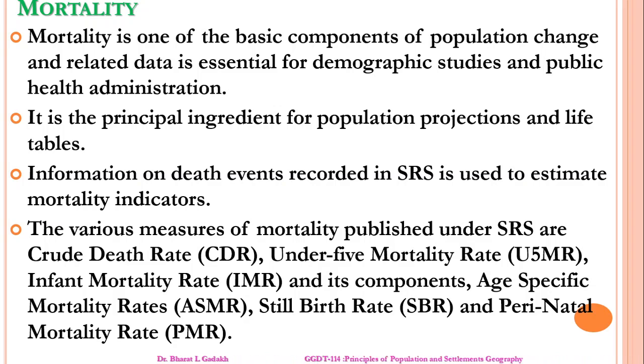Factors also affect the mortality rate. In the last lecture we discussed some factors affecting mortality: marital status, nature of occupation, urbanization, and education. First of all, we are going to discuss the different measures: the crude death rate, under-5 mortality rate, age-specific mortality rate, stillbirth rate, and IMR, meaning infant mortality rate. These are also affected by the factors influencing the mortality rate.